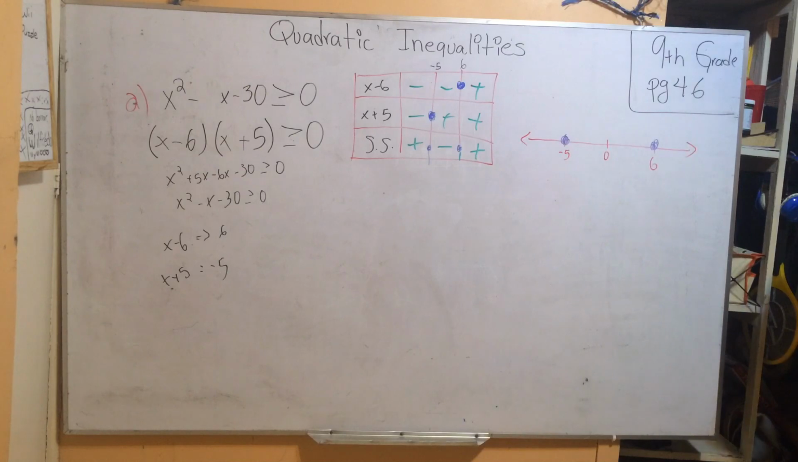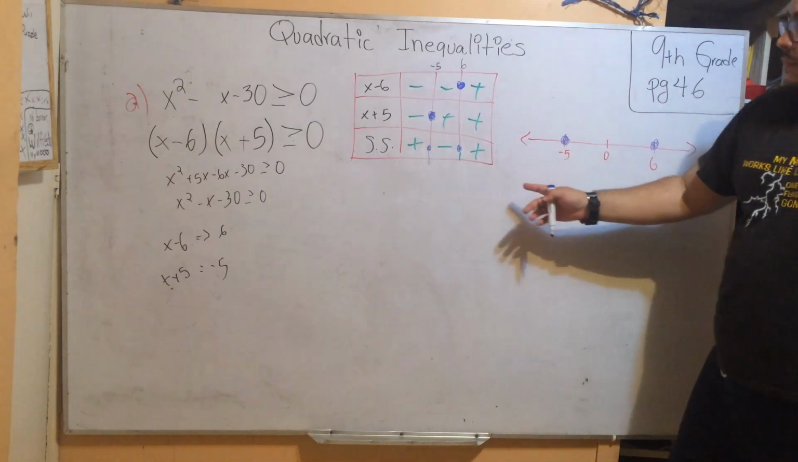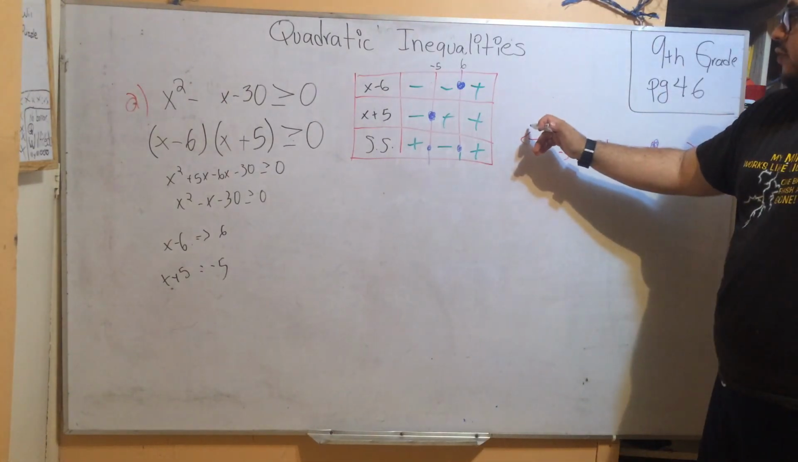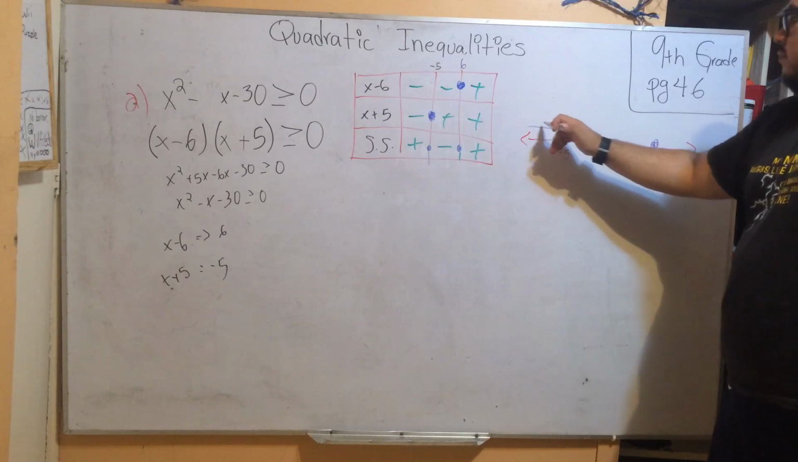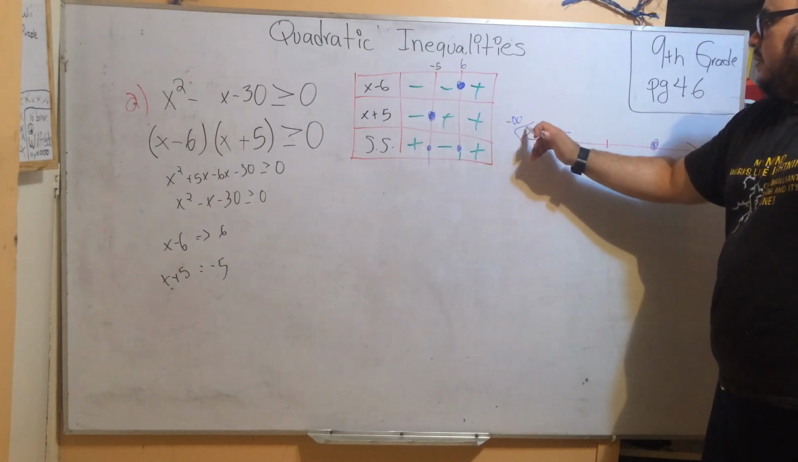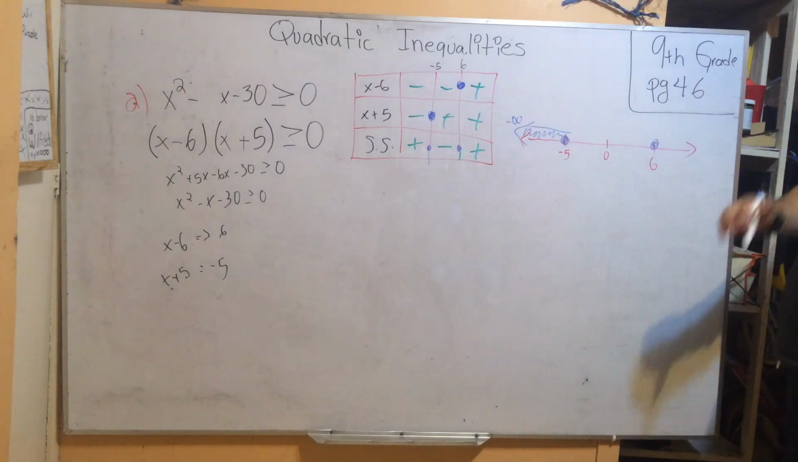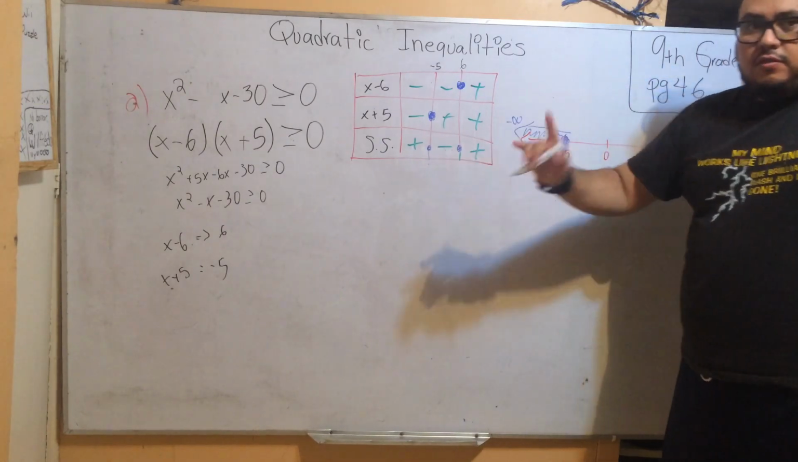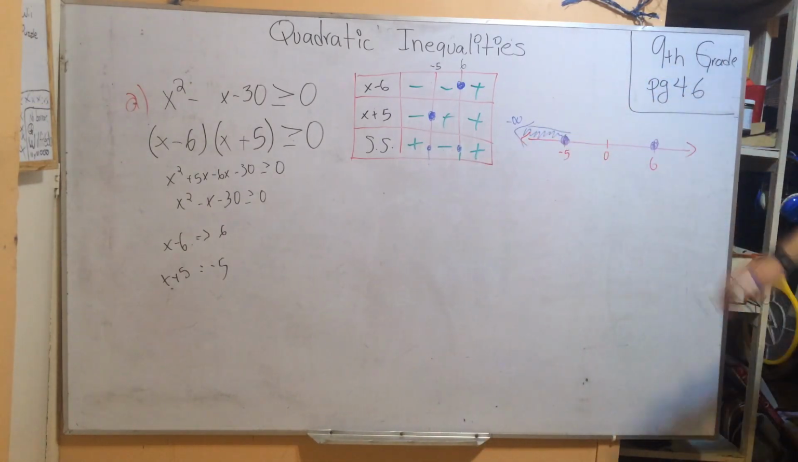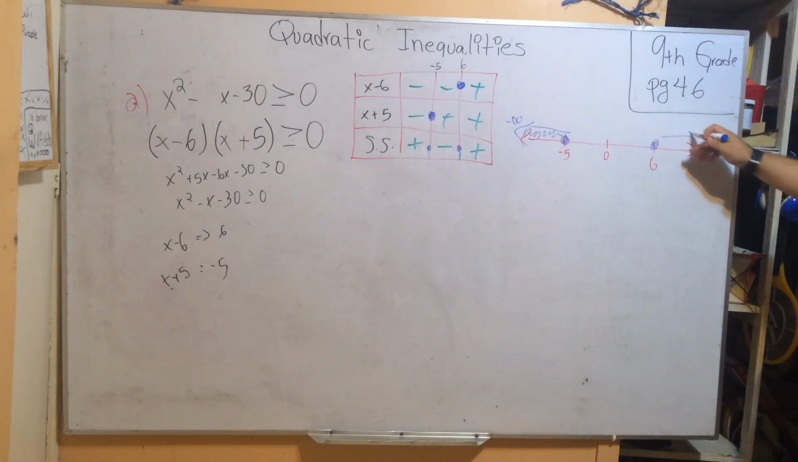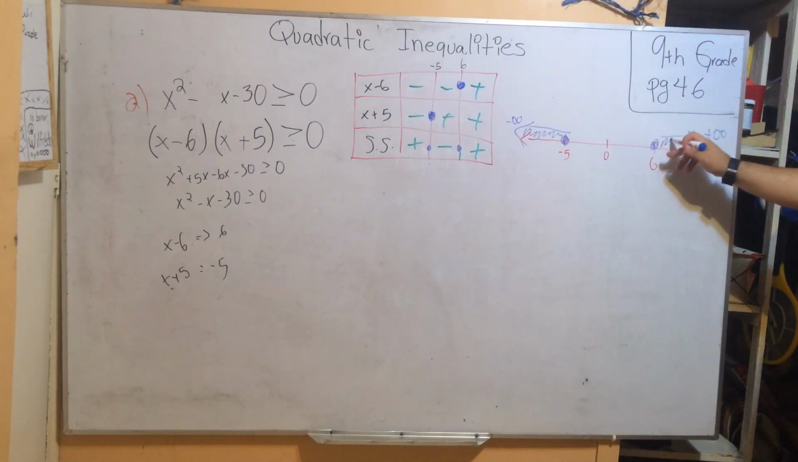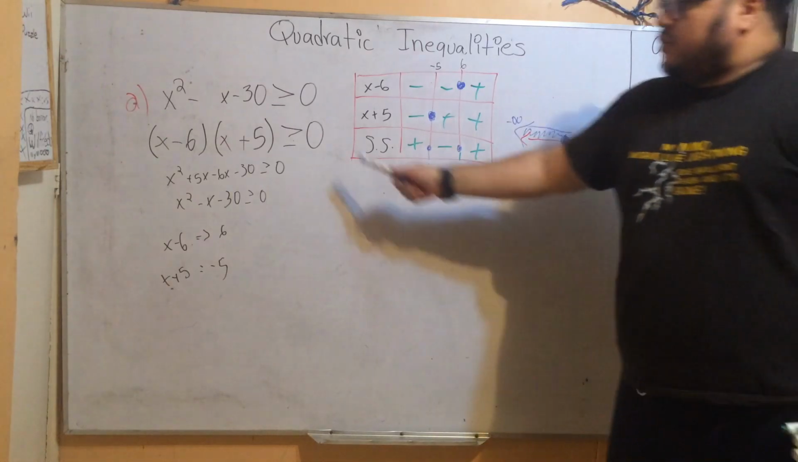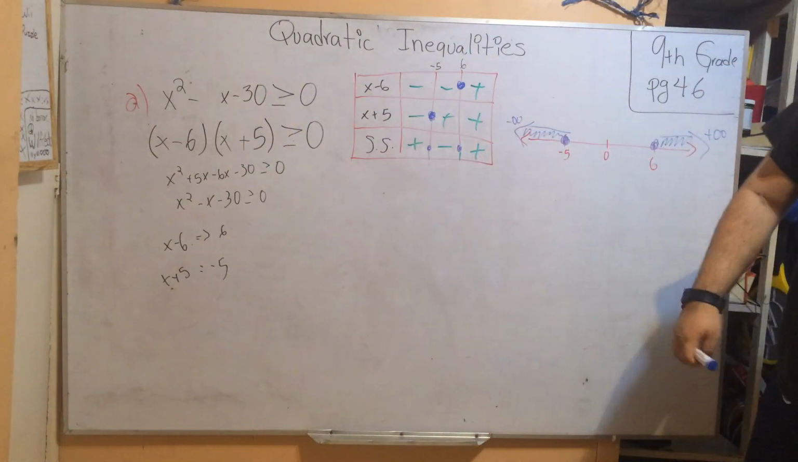We're looking for what happens from the numbers that come from negative infinity to minus 5. Are they included? Yes. This one comes from negative infinity, and all of these are included. From negative 5 to 6, not included. So these stay the same. And from 6 to the right, to positive infinity, they are included. So what values are we looking for? We're looking for the values that are going to give us greater or equal than 0.